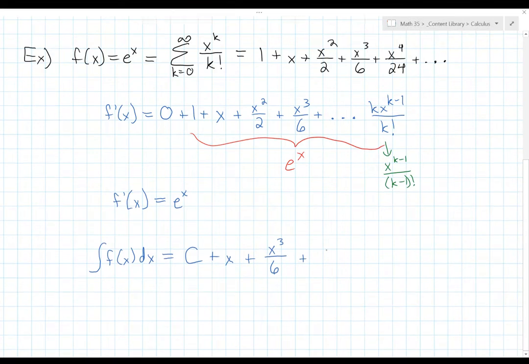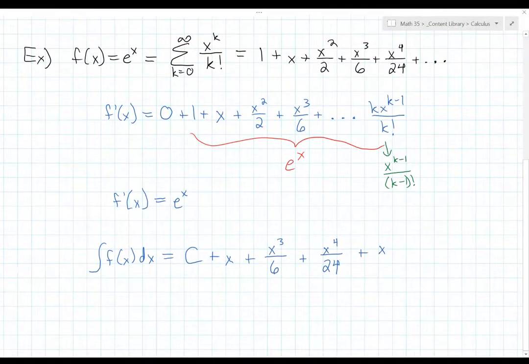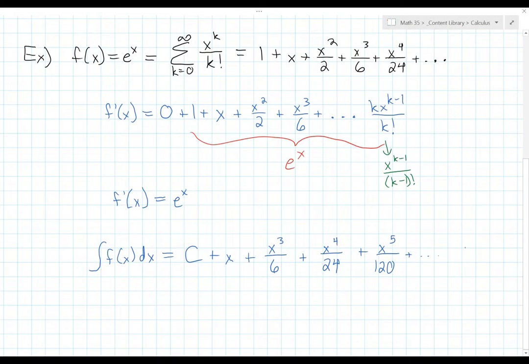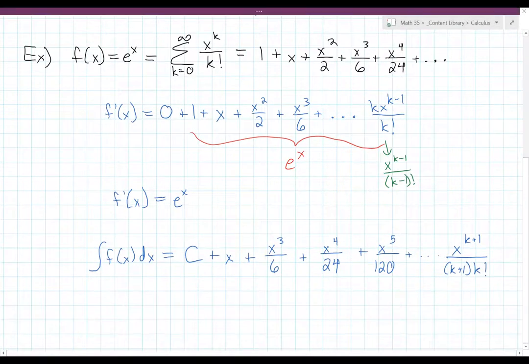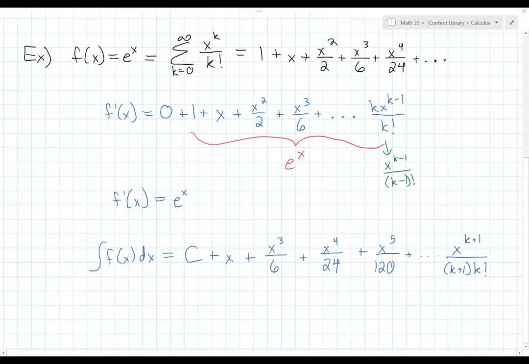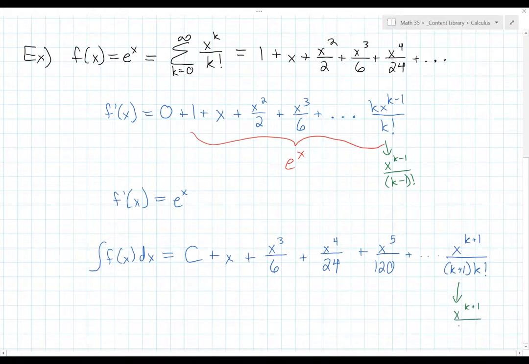Antiderivative of x cubed over 6, well, that becomes x to the power 4 over 4 times the 6 that's already there, which is 24, and so on and so forth. So we can see that in this case, what we're getting each time is x to the power of k plus 1 over k plus 1 times the k factorial that was already there. Well, k plus 1 times k factorial just means that I have a denominator of k plus 1 factorial. So this is x to the power of k plus 1 over k plus 1 factorial.